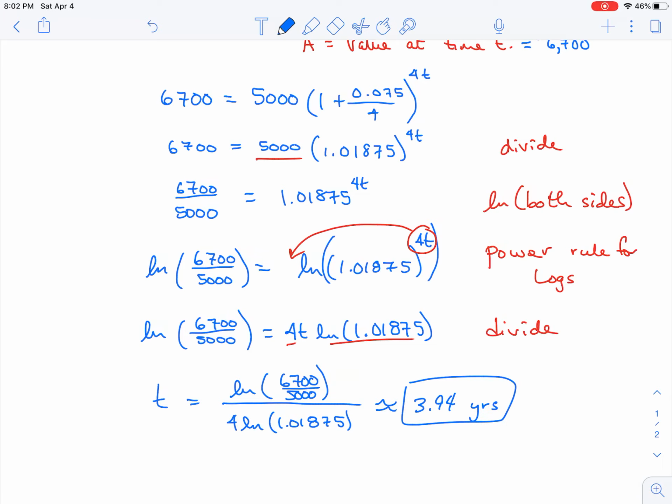In practical terms, we might say 4. Maybe 4 years would be a practical answer. So for that initial investment of $5,000 at 7.5% interest, compounded quarterly, for it to grow to the value of $6,700, we would need about 4 years of accrued interest.